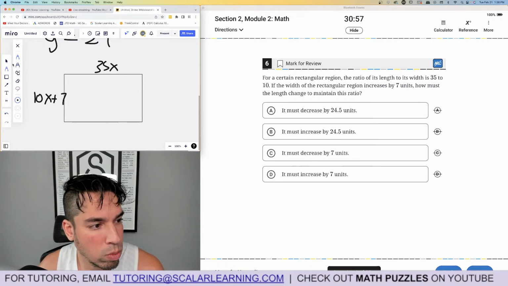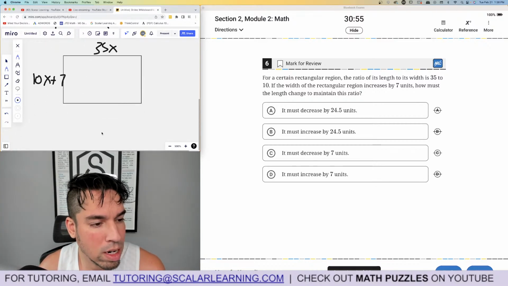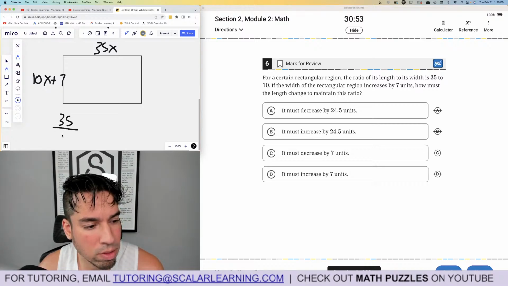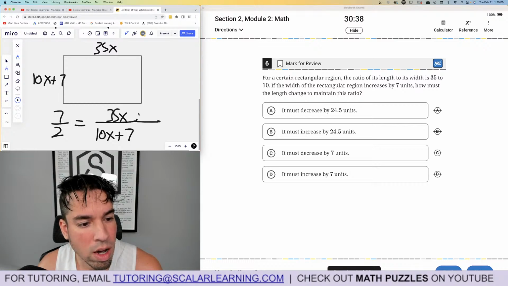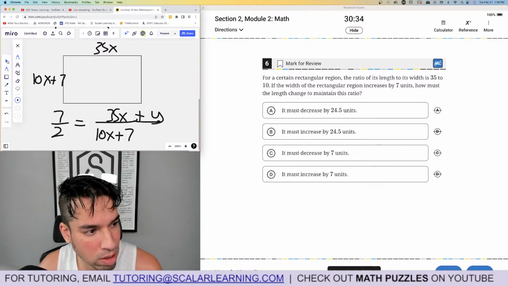Got it. So here's how we can kind of do it. Right now it's a 35 to 10 ratio, which we could divide by 5 and make it 7 to 2, right? And right now we have 35x over 10x plus 7. And then we want to know how much this has to go up by so that this still balances out. I think this will work.